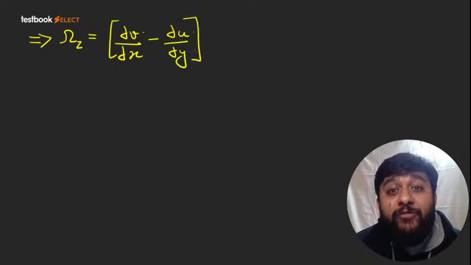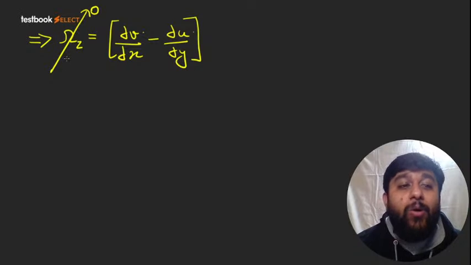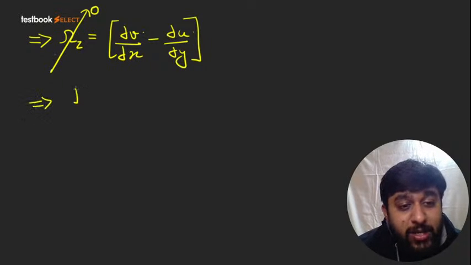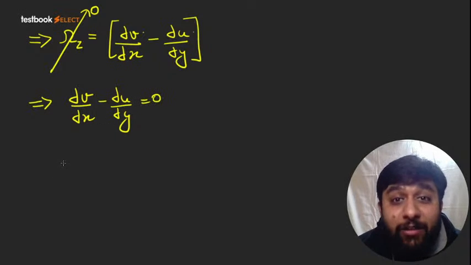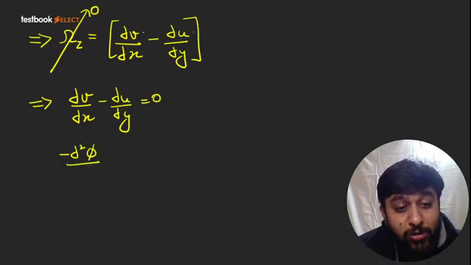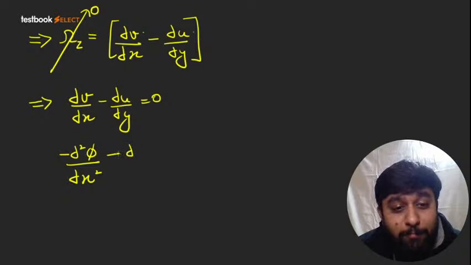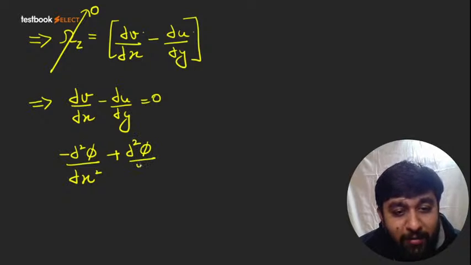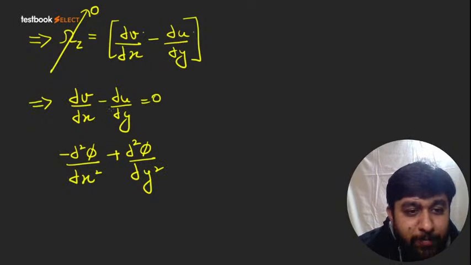Just think for yourself. Phi can be defined only when flow is irrotational. So if the flow is irrotational, this omega z is going to be 0. So actually, if you define the flow by phi, the flow will be irrotational. Now guys, please check. This means del v by del x minus del u by del y has to be 0. But what is v? v is del phi by del x. So this will be minus del square phi by del x square. What is u? It is minus del phi by del y. So this will become plus minus del square phi by del y square. Guys, please check if I made a mistake. So del v by del x minus del u by del y.